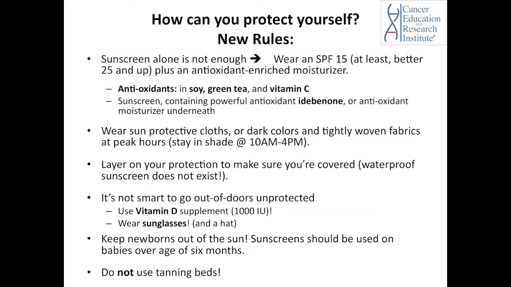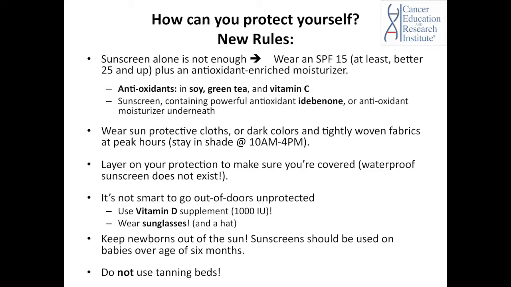The best sources for antioxidants are soy, which has a great amount of antioxidants, and also green tea, as well as vitamin C. So if you take those in, that will help you and protect you from the scattered UV radiation. There are also some sunscreens out there that contain a very powerful antioxidant, which is called idebenone. And you may also protect yourself from the scattered UV radiation by using a moisturizer underneath the sunscreen that contains antioxidant.